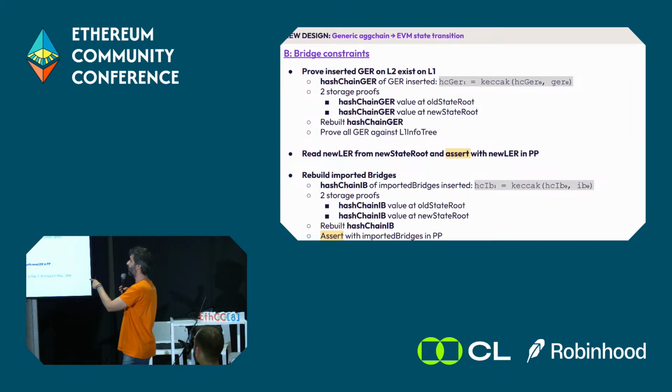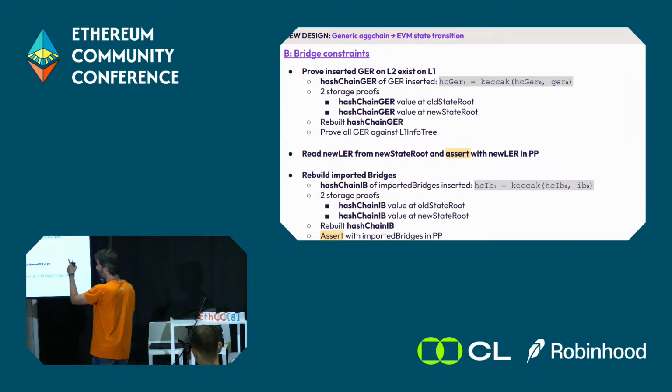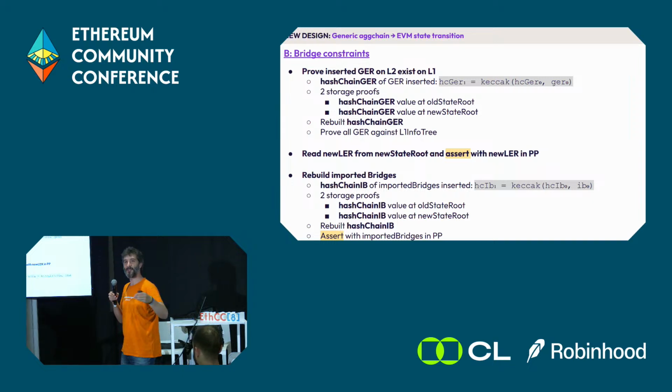Also, the second point is the new local exit route. If we take the new state route at a given smart contract at a given storage slot, we can use a storage proof in order to read that specific storage slot, which is the new local exit route. And this new local exit route needs to match the one that is defined on the pessimistic route.